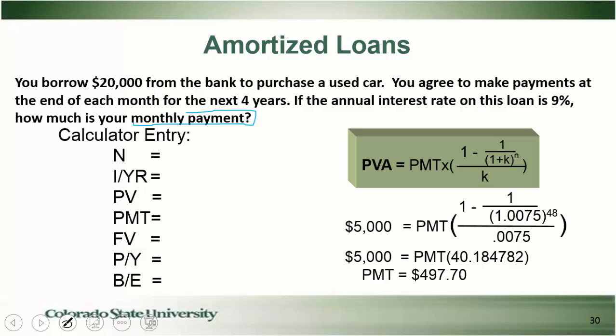So here is the first time that we're going to have a situation where we have more than 1 period per year.